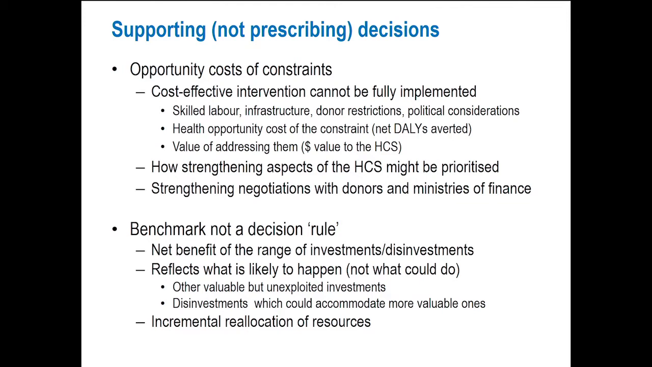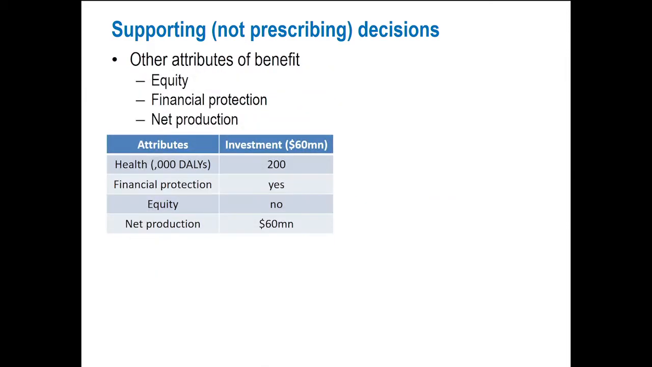It also enables us to think about the opportunity cost of constraints, as I've shown. We can start to see where the value lies in making sure we figure out why it is we can't implement this really important program and then devote resources to it. It's not a decision rule, it's just a benchmark. We want to see the net benefit associated with the range of investments and disinvestments on the table. By using it as a benchmark, it helps assist the incremental reallocation of resources to improve health outcomes overall.